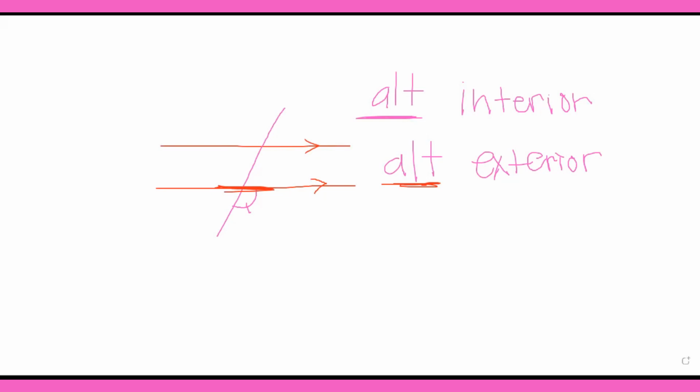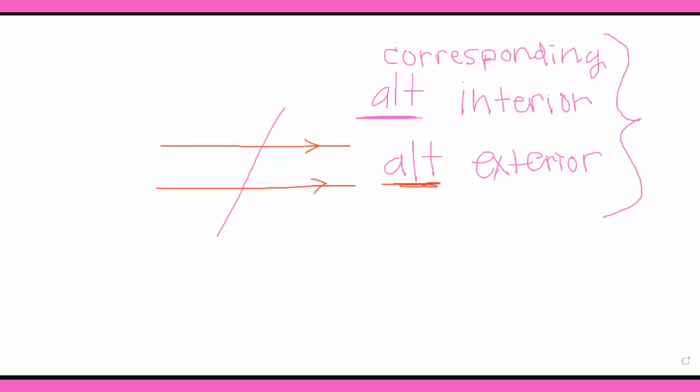So that is all of our congruent ones. Now I'll add the top one that we talked about, which was corresponding. So all of these are congruent: alternate interior, alternate exterior, and corresponding.